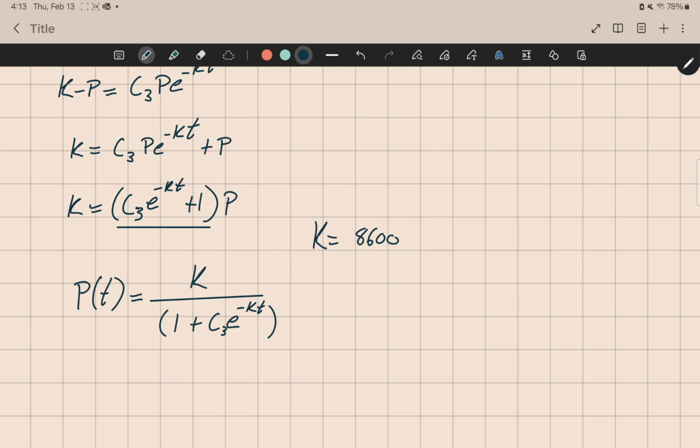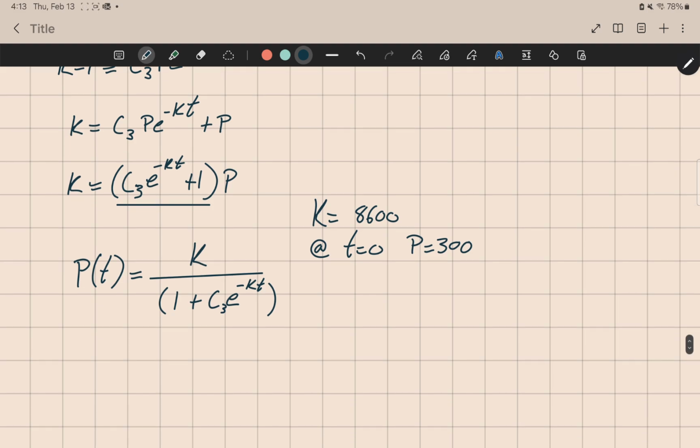And we're going to be trying to solve for our c first. So at t equals 0, p equals 300. So that's our initial condition.